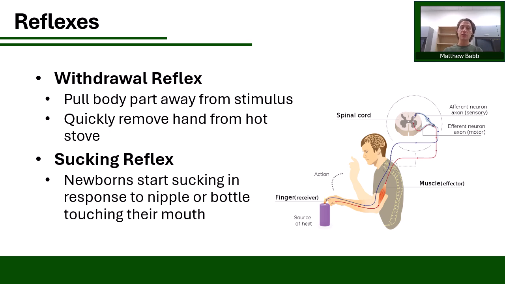Another reflex is known as the suckling reflex, and this is a reflex that's present in mammals. Newborn mammals, including humans, have the ability to trigger a suckling response in the presence of a nipple or an object that's placed near the infant's mouth. And so this reflex allows infants to obtain nourishment through breastfeeding or bottle feeding without having to learn it.